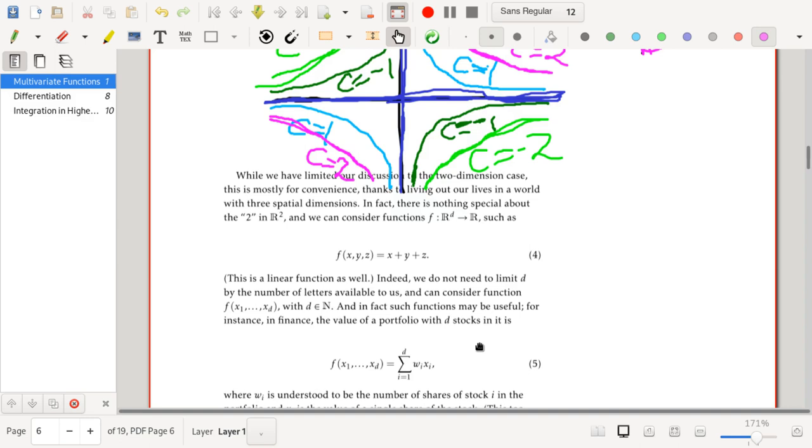But the thing, though, is mathematically, there's nothing special about the number 2. There's nothing particularly special about the 2 in R2. We can consider, for example, a three-dimensional function like so. And mathematically, it's fine. We're handling this thing exactly the same way we would anything else. The unfortunate thing, though, is that when considering such functions, it's really hard to visualize them. I don't really know how to visualize a four-dimensional function like this.